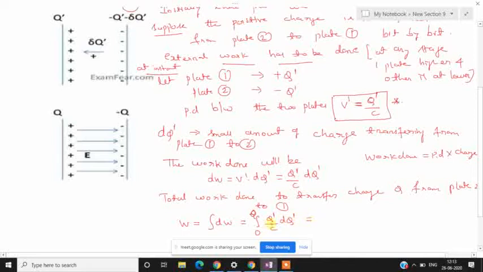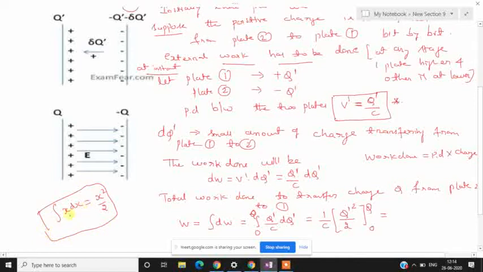So you can integrate. The capacitance will not change when you transfer the charge. If you change the charge on a capacitor, the capacitance is not affected. It will be constant. So let us take 1 by C out. What is the integration of q dash dq dash? That is just the integration of x dx, which is x square by 2. So that is q dash square by 2, with limits 0 to Q. Students, you should know these integration formulas.